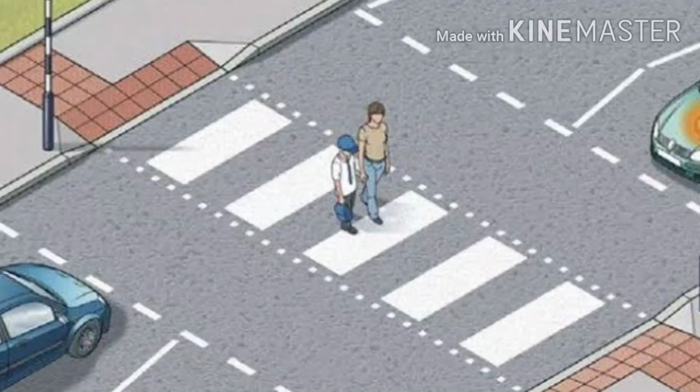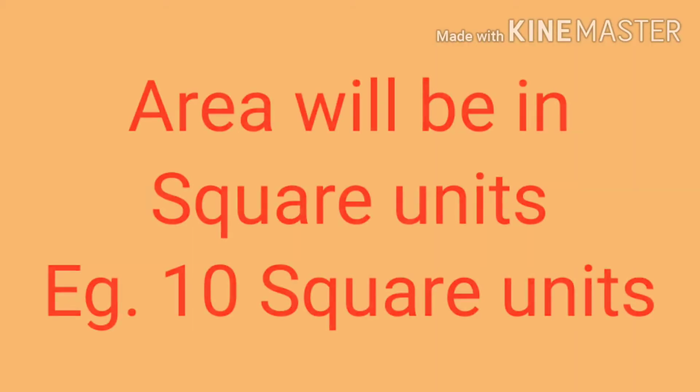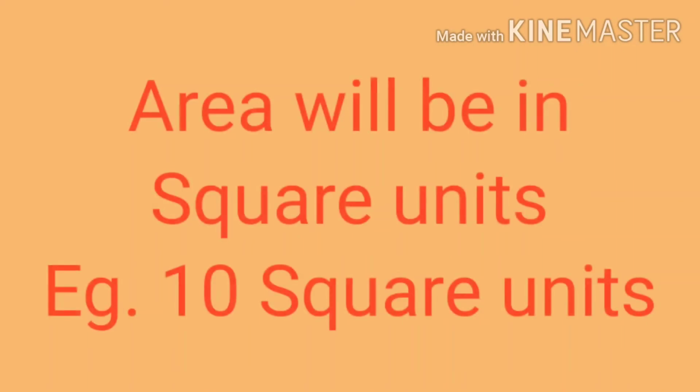Now count the number of squares on the graph paper. The counted number of squares will be the area of the required shape. Now you can say area in square units. For example, if your counting is 10 squares, then you can say the area is 10 square units.